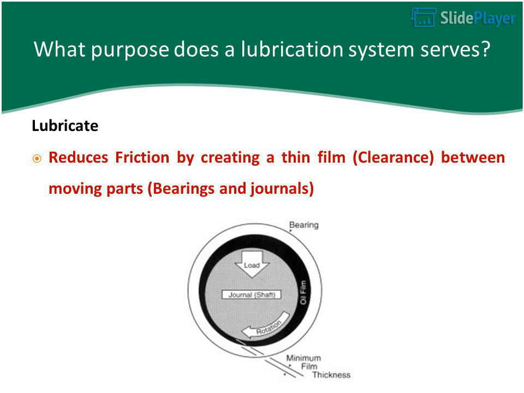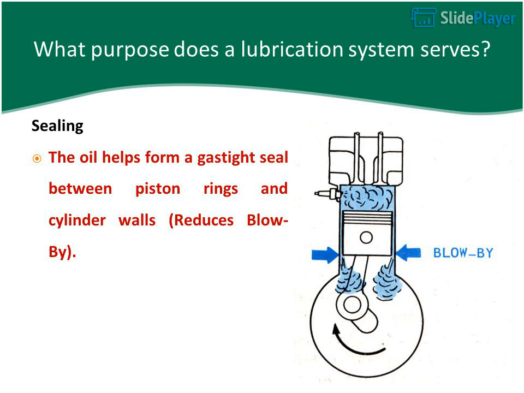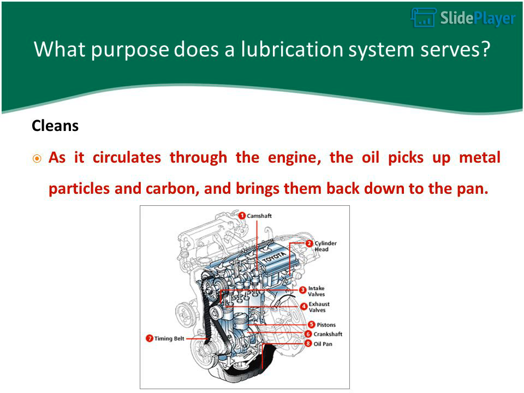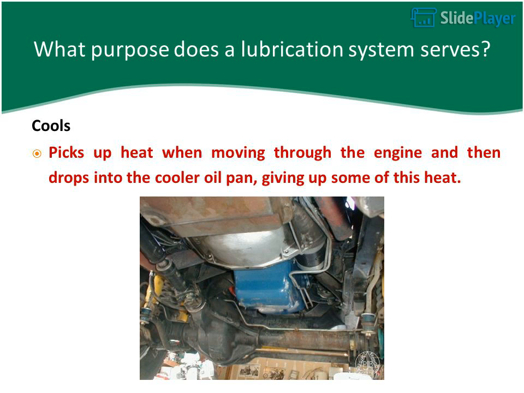Lubricate. Reduces friction by creating a thin film, clearance, between moving parts, bearings and journals. Sealing. The oil helps form a gas-tight seal between piston rings and cylinder walls, reduces blow-by. Cleans. As it circulates through the engine, the oil picks up metal particles and carbon, and brings them back down to the pan.